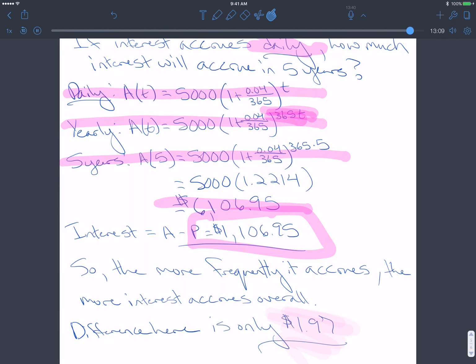So daily, if you want to earn more interest off of your own money, is fantastic. It's a difference of $1.97. It's not a huge difference. But long term, that would add up significantly. So it does make more sense that if you want more money, to accrue it more frequently. However, as you can see, it doesn't make a huge difference in your overall interest value.